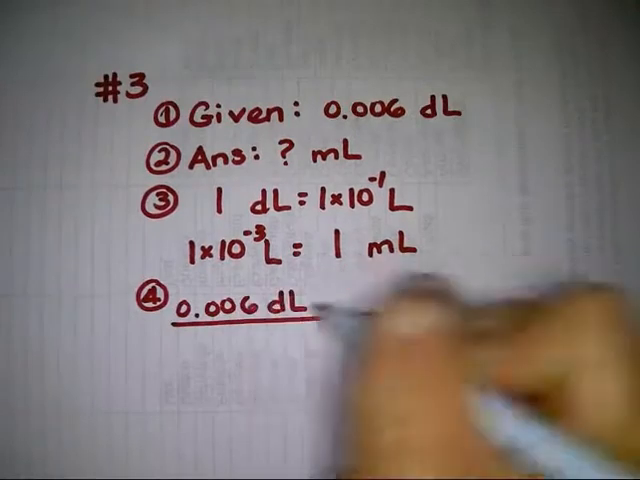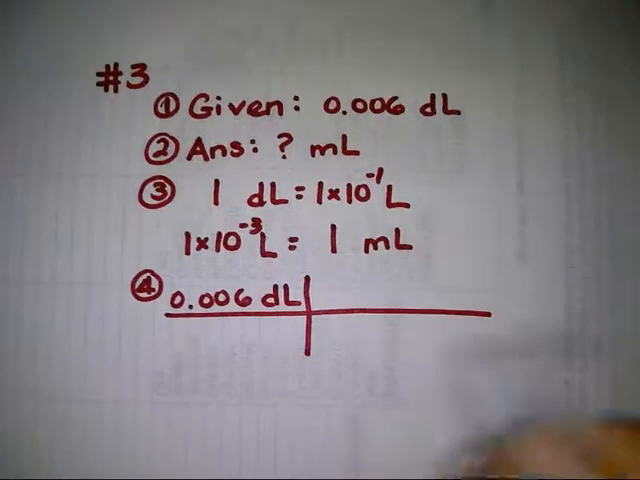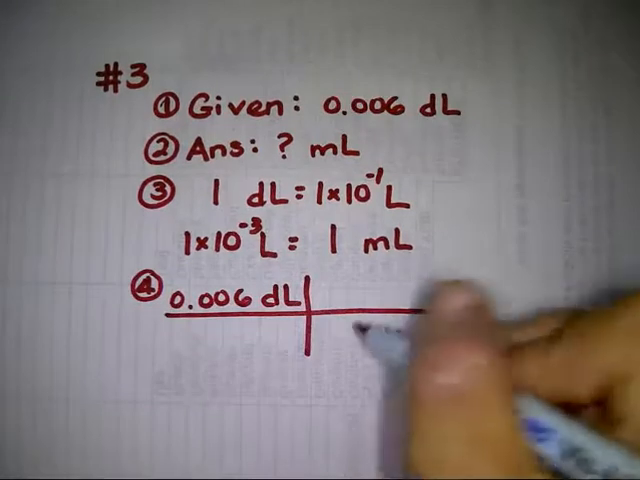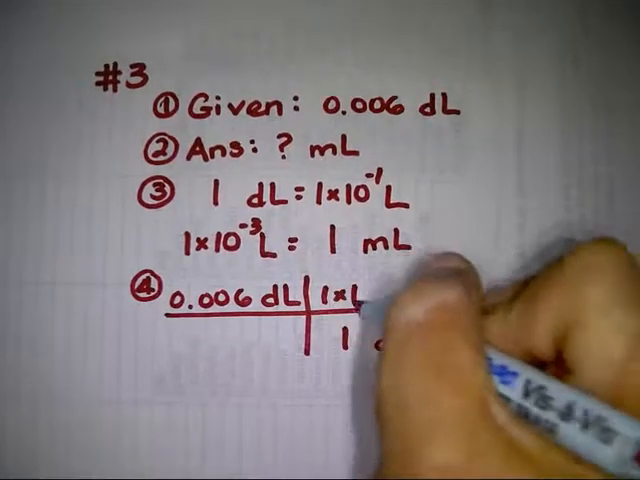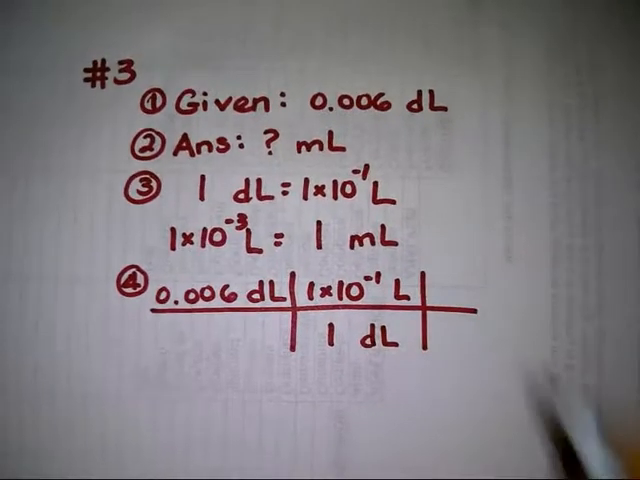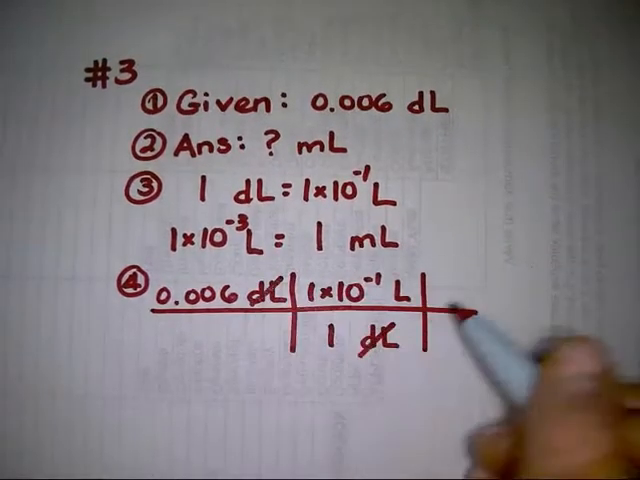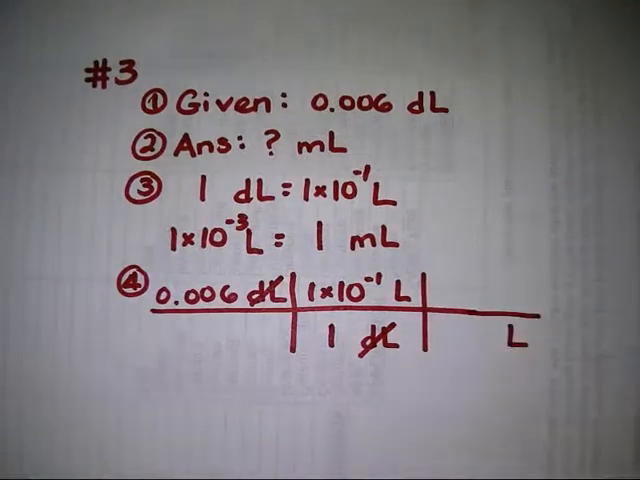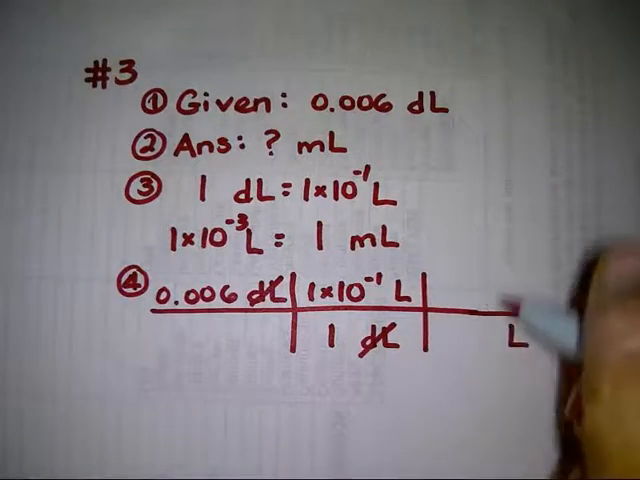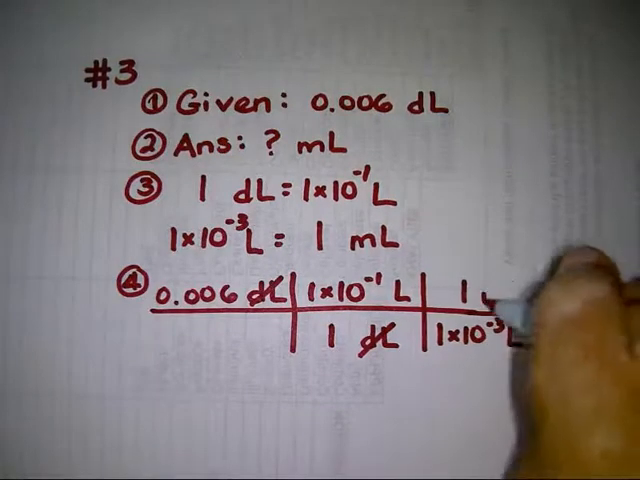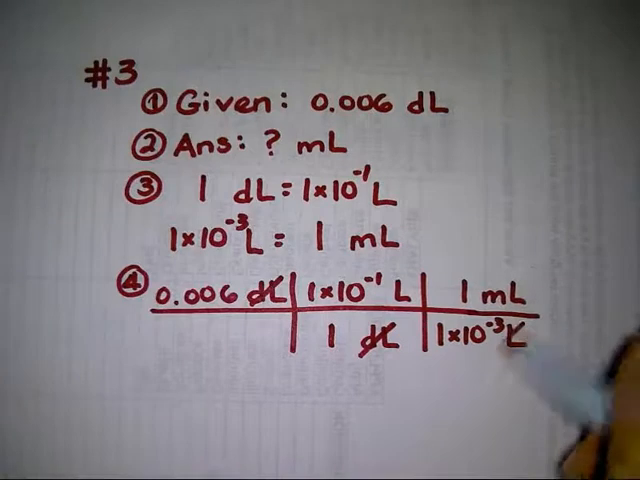0.006 deciliter is my given. Deciliters on the top, so deciliters on the bottom. That's 1 deciliter equals 1 times 10 to the negative 1 liter. This will cancel out my deciliter. I am now in liters. Liters on the top, so liter will be on the bottom. And that will be 1 times 10 to the negative 3 liters and 1 milliliter on the top. Liters will cancel, and now I have milliliters.